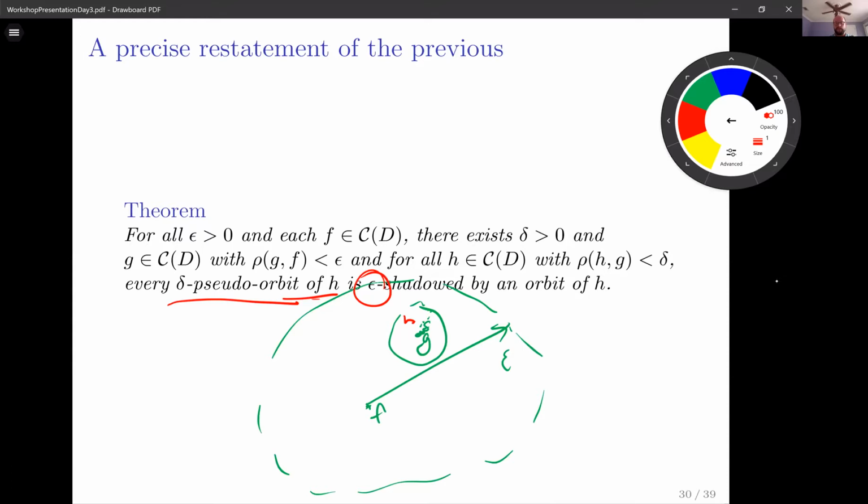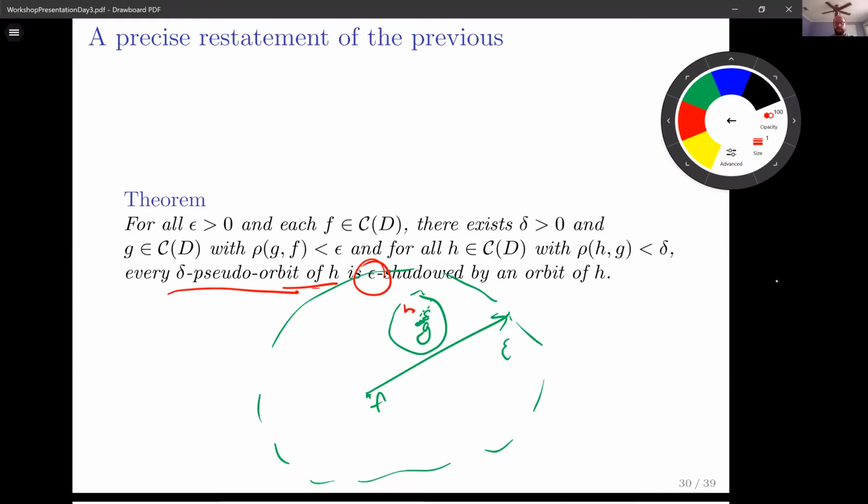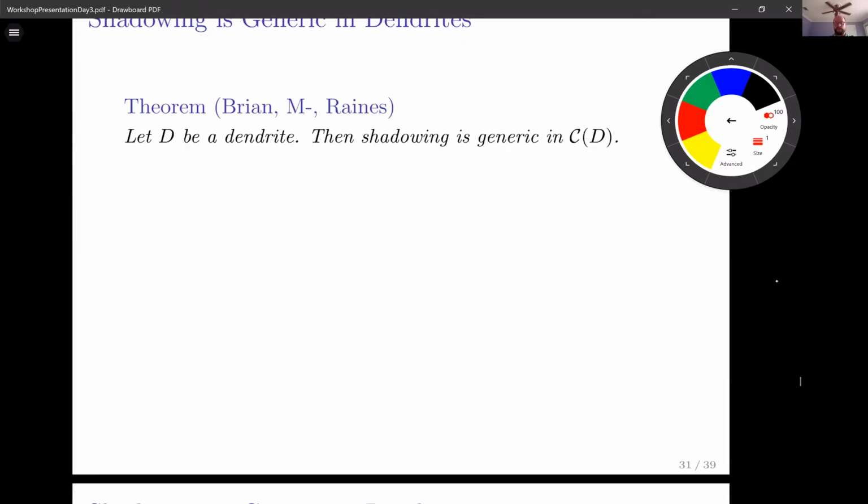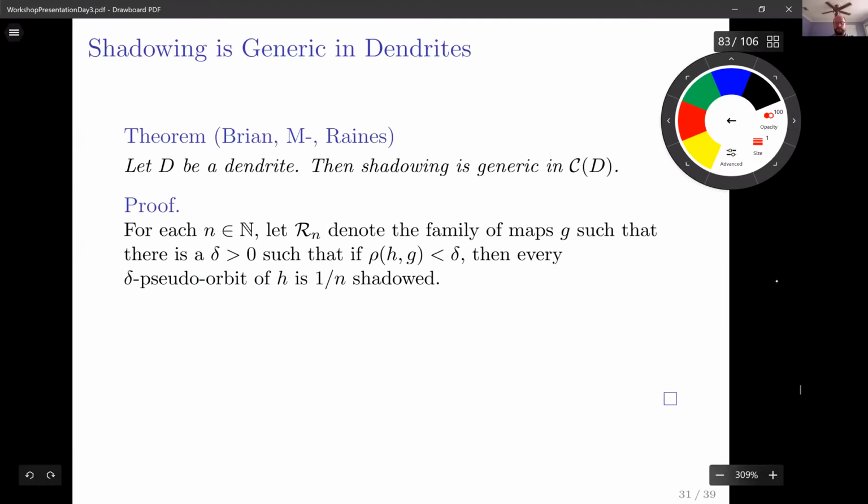What we need is that for every epsilon, there's a delta. This is saying for this map H, for this epsilon, there's a delta. So now we can prove our theorem. The theorem is that if D is a dendrite, then shadowing is generic in the continuous self-maps. The proof is a fairly straightforward thing.